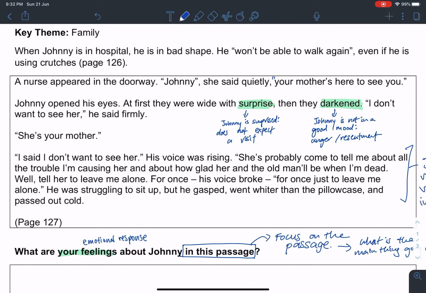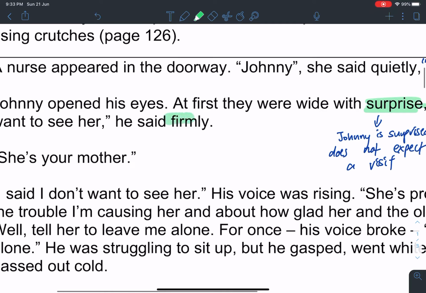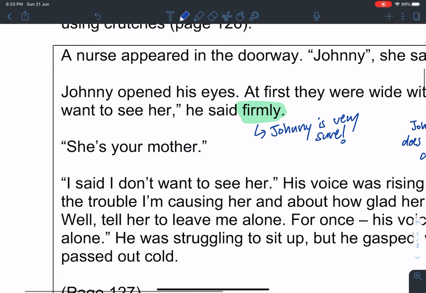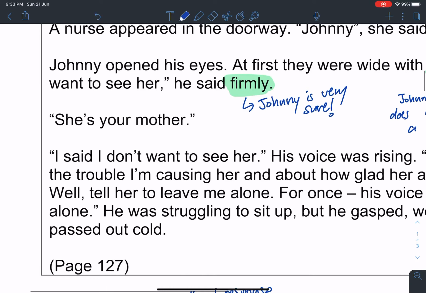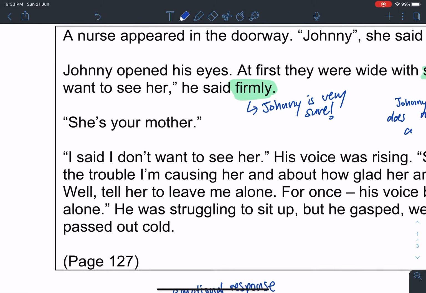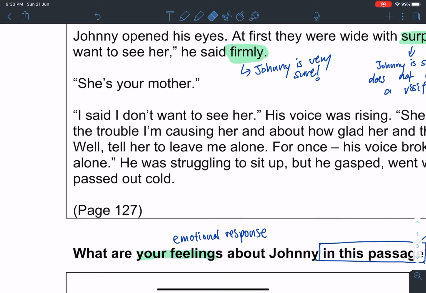And how does he say it? Just now we said we were looking at tone. He says it firmly. He appears, Johnny, oops, sorry, typo, is very sure, which is very strange, right? The fact that he doesn't want to see his mother, even though he's in a terrible state, all right? And then we see the nurse say, "She's your mother." And we then look at what Johnny says. He says, "I said I don't want to see her." Now we see something interesting here. We have repetition. So Johnny repeats himself.